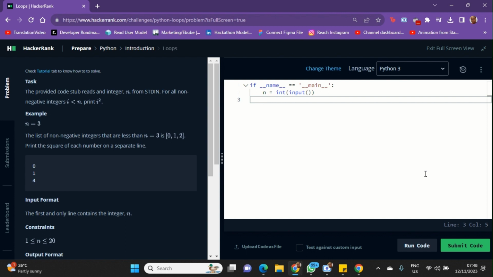n is equal to 3. The list of non-negative integers that are less than n equals 3 is 0, 1, 2. So print the square of each number on a separate line. So this is how to solve it.